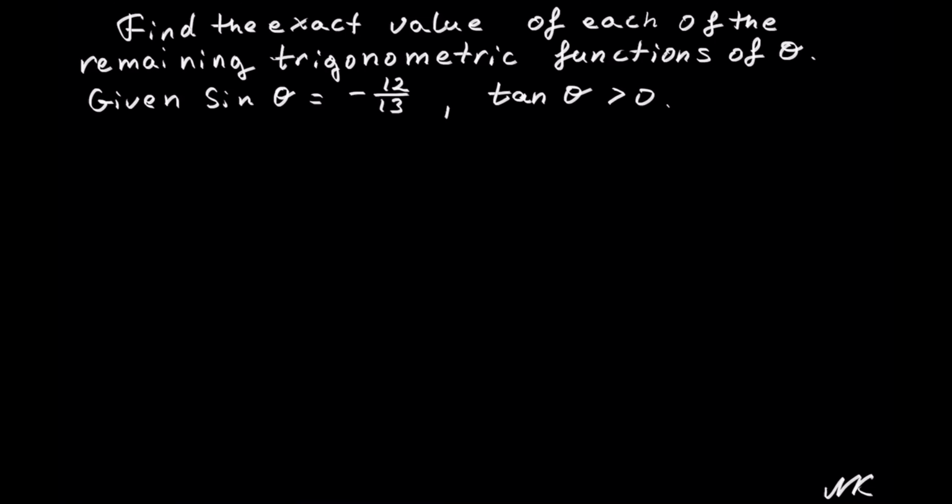Hello, in this example we need to find the exact value of each of the remaining trigonometric functions of theta, given that sine of theta is negative 12 out of 13 and tangent of theta is greater than 0.